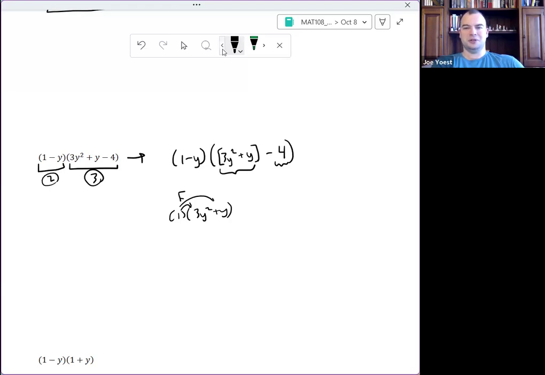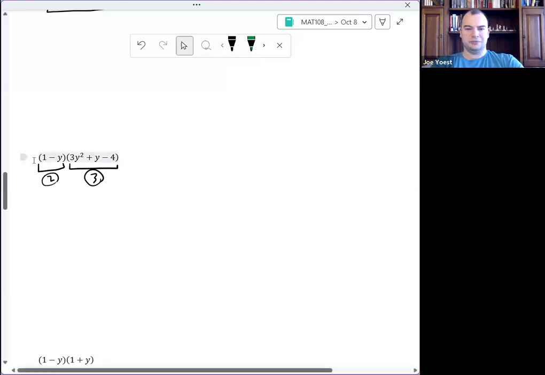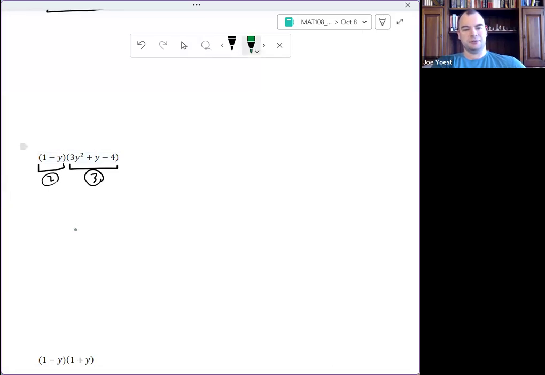So this is one of the reasons why some folks don't like FOIL. Some instructors don't like teaching the FOIL method because it doesn't generalize, at least not nicely, to problems like this. So instead of trying to force the issue and use FOIL where it's not so helpful, or it might even be more of a hindrance than a help, I'm just going to use my distributive property.